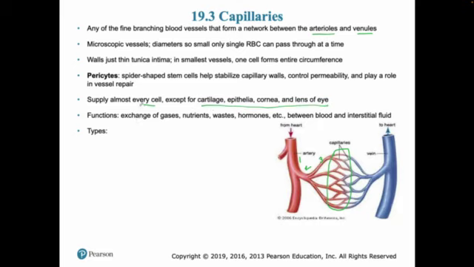Okay, what do they do? The exchange of gas, nutrients, waste, hormones, anything that blood does will also be done by the capillaries, because again their job is to reach the cell, so they have to function accordingly.